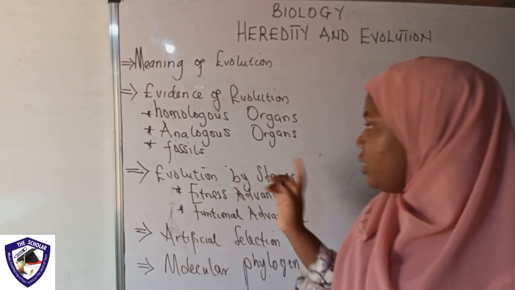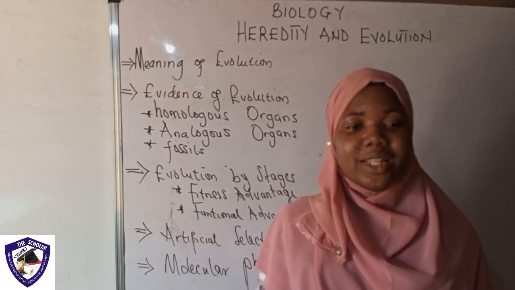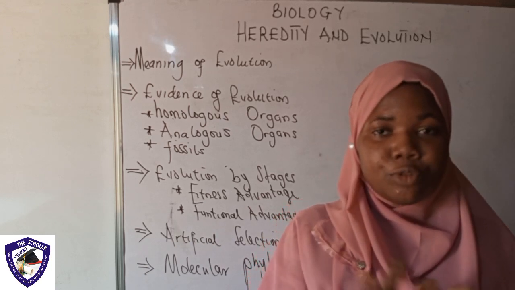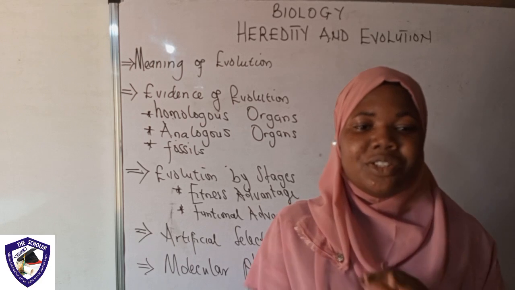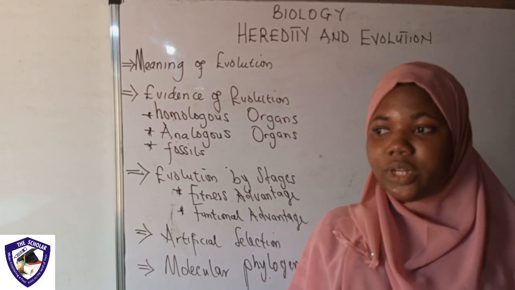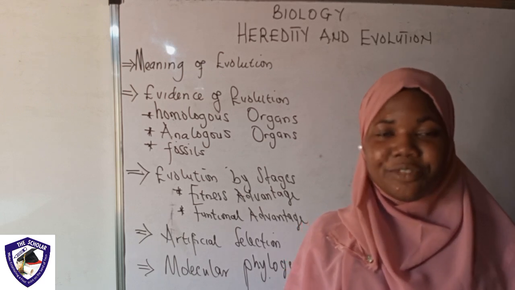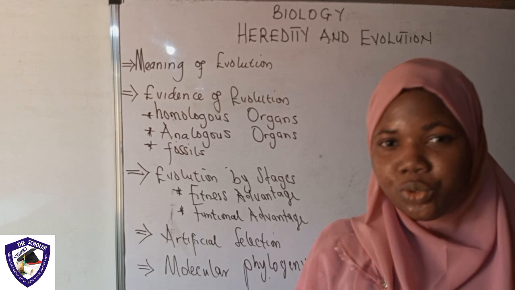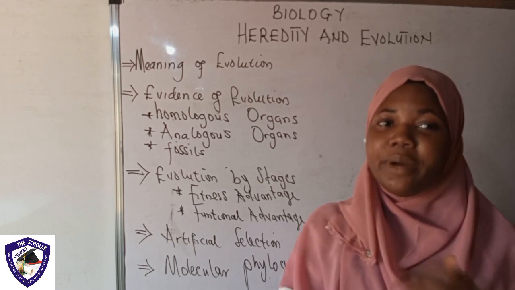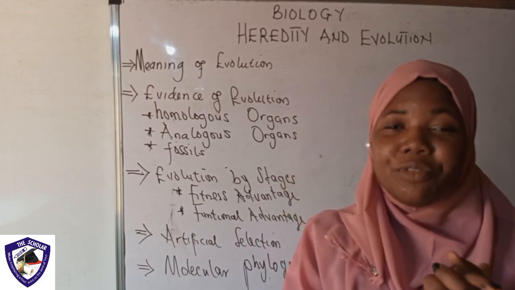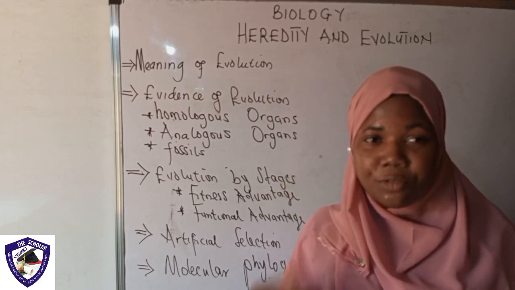For the other one, analogous organs, these are organs that have different structure and origin but perform the same function. An example is the wing of a bat and the wing of a bird. They are of different structure but they perform the same function, which is flying.